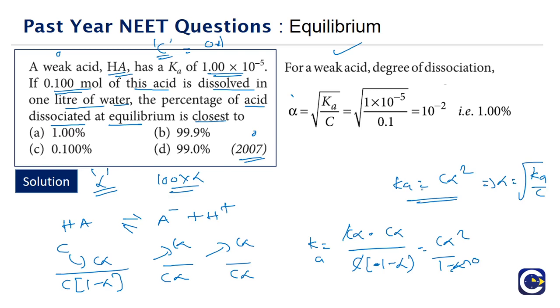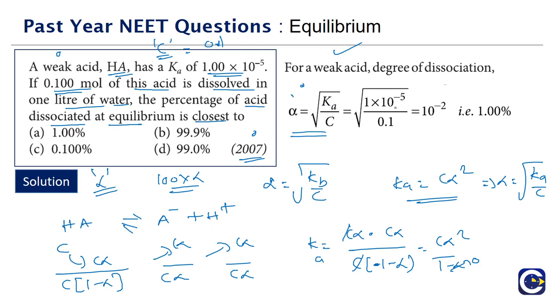Similarly for the monoacidic base, we will have an analogous formula. What will be the analogous formula? Over there alpha will be equal to root of Kb by C. Anyway, let's just come back to the question. It's a straight formula question. So how are we going to find the percentage dissociation? Let's just find first the alpha value. What is the alpha value? Root of Ka by C. What is the Ka value?